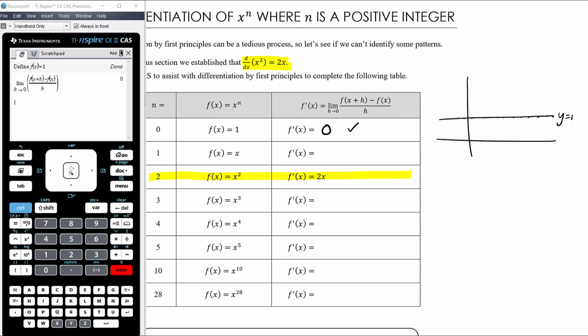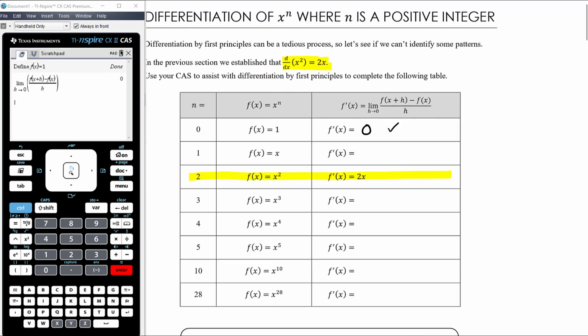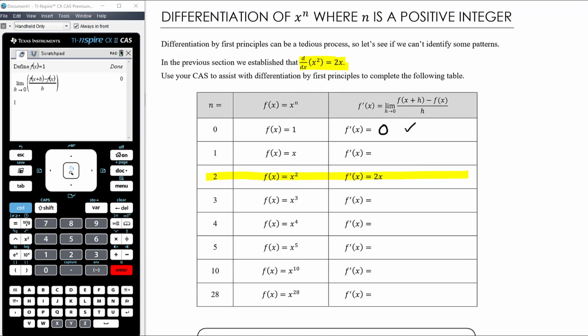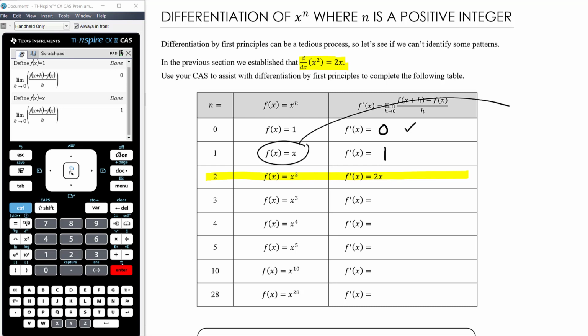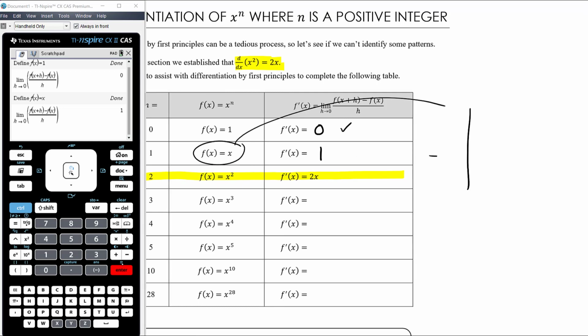Okay? Alright, the next one, f of x equals x. Now again, if you think about what we're calculating as the gradient function, you should be able to work this one out yourself. So if I redefine my function as f of x equals x, and now I calculate the derivative by first principles again for the newly defined f of x, I find that it's 1. f dash x equals 1. The gradient function is 1. And again, if we think about what's happening here, f of x equals x, well, y equals x, that's a straight line with a gradient of 1. Everywhere, gradient is always 1. So it makes sense the derivative function is 1. For every value of x, the gradient will always equal 1.